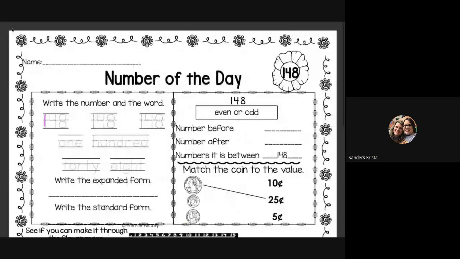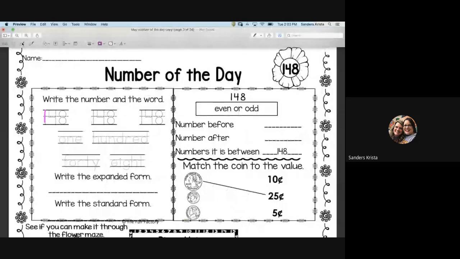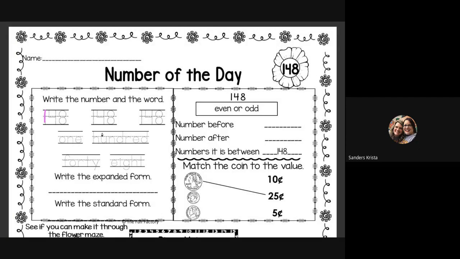Okay, so we are going to grab our tools and get started. We are doing the number 148 in the May packet. And with the number 148, we have a 1 in the hundreds place. We have a 4 in the tens place. And we have an 8 in the ones place.